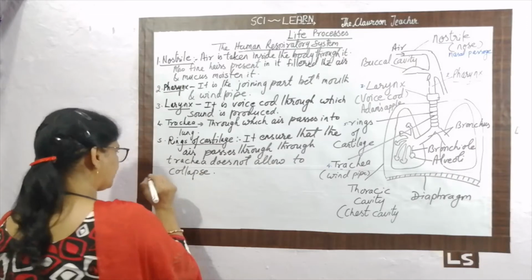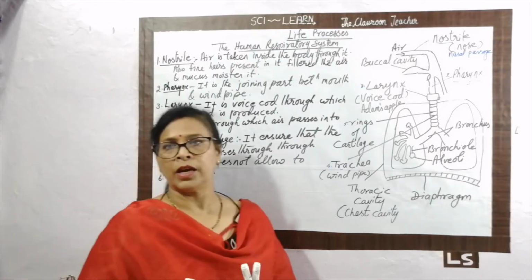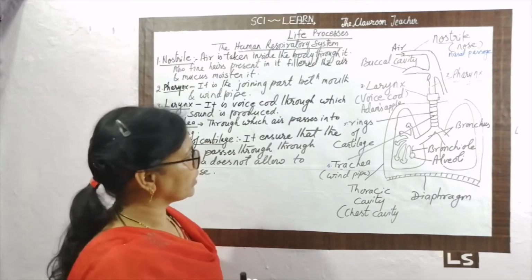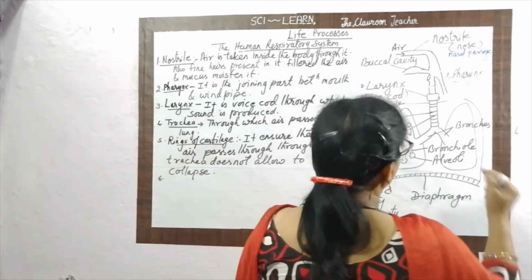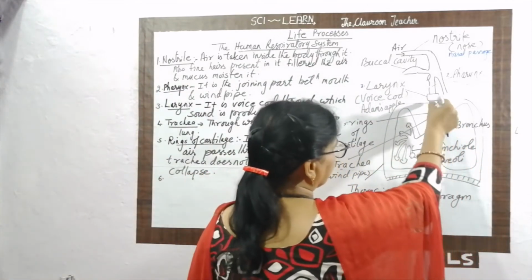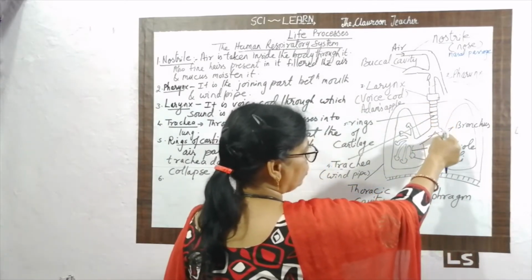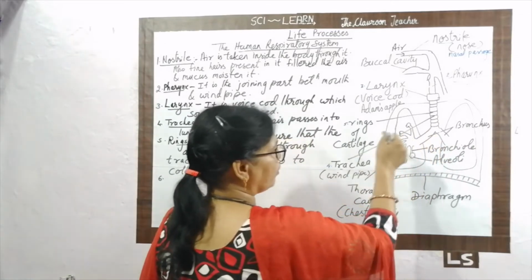Okay, so that is the important word: the ring of cartilage. After the ring of cartilage, the next part is the bronchus. Here, the ring of cartilage, this is the trachea. The trachea moves inside here, and it is divided into two parts, one for this lung and one for this lung.